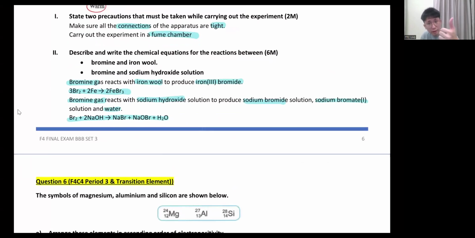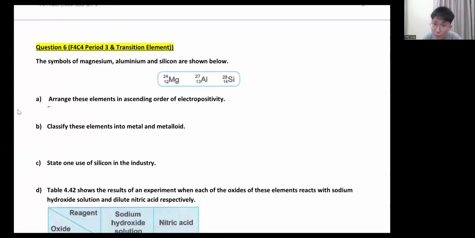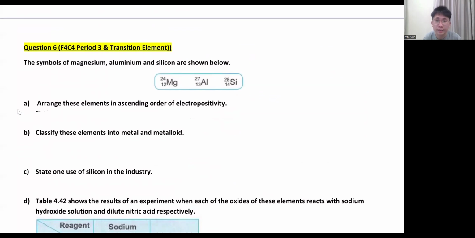Okay, so after group 17, then we got, of course, period 3 and transition elements. First, arrange these elements in ascending order of electropositivity. So guys, what is electropositivity? It's about tendency to gain, sorry, terbalik, guys, tendency to lose electron. Be careful on this, tendency to lose electron. If it's electronegativity, it's tendency to gain electron.